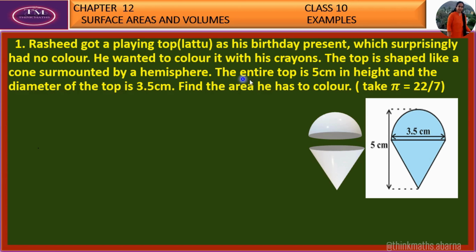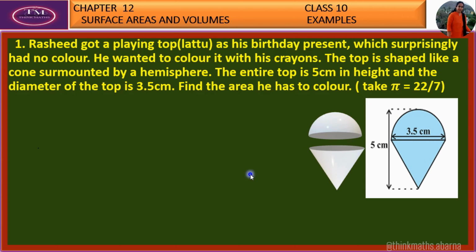Next, what is given? The entire top is 5 centimeter in height, so the total height of the top, which is a playing toy, is 5 centimeter. And the diameter: here you will find a circle in the hemisphere and a circle in the cone. Both have the diameter 3.5 centimeter. Now we have to find the area he has to color.